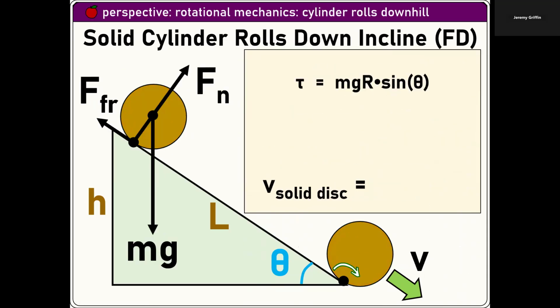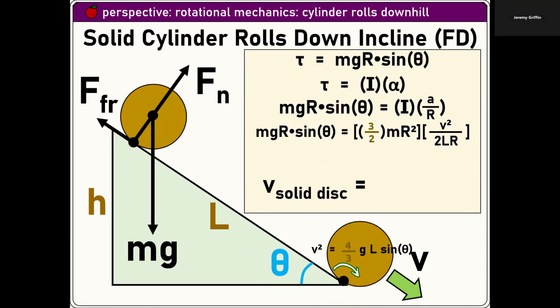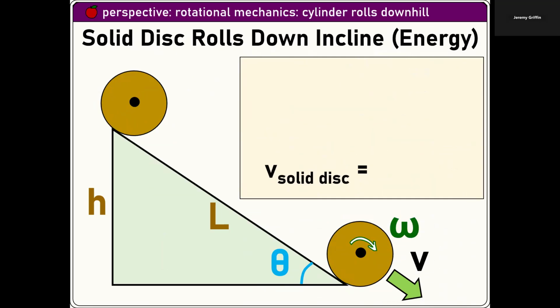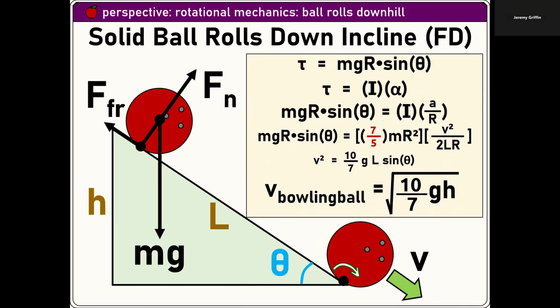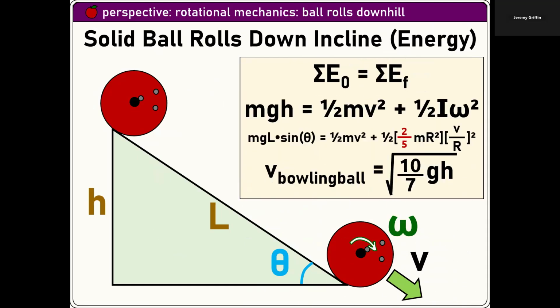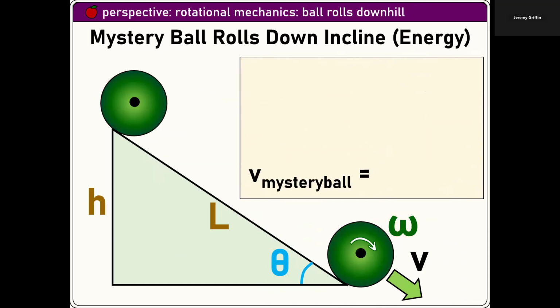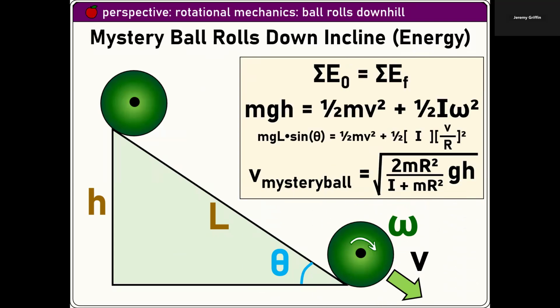So I got all these different balls rolling down these inclines, and I think I solved them all for you. They're all here. All the balls. Even a mystery ball, just in terms of I. Now you got all of them.